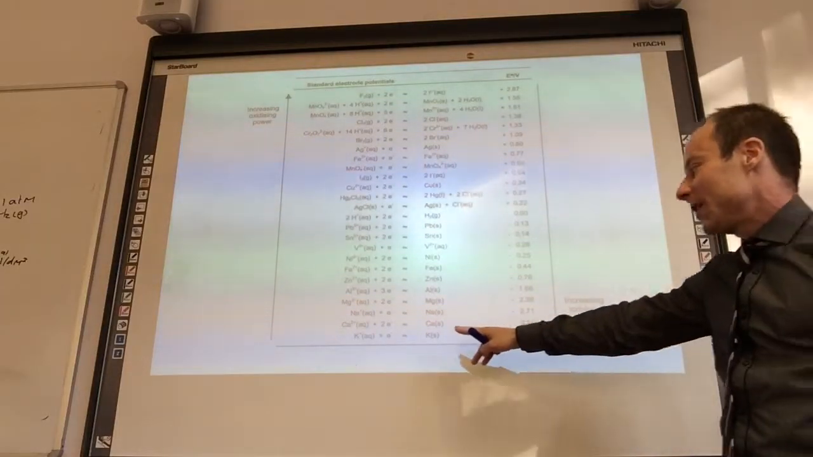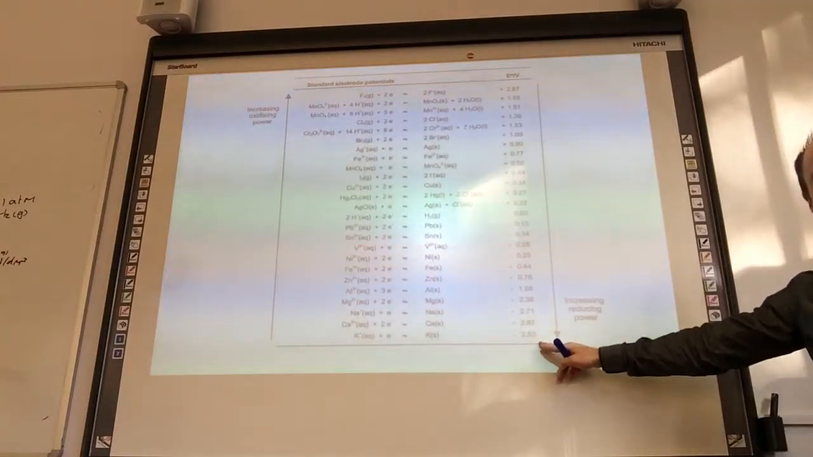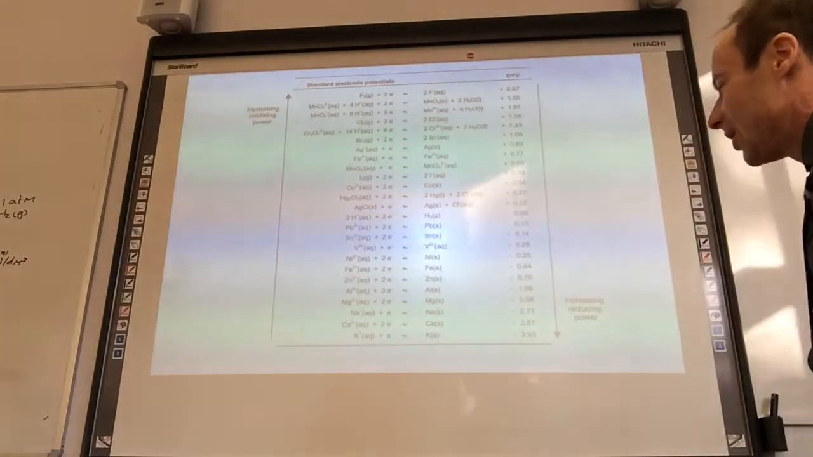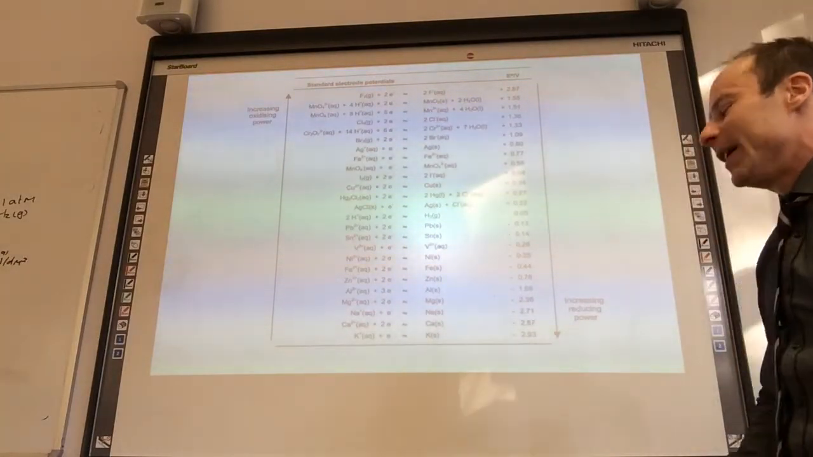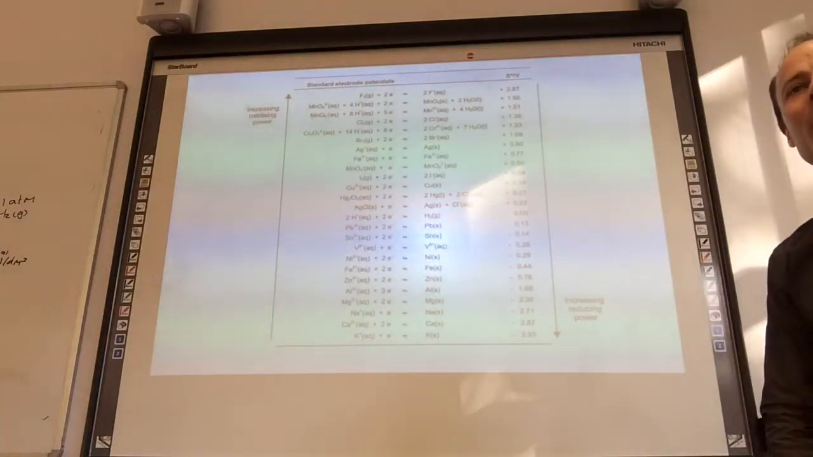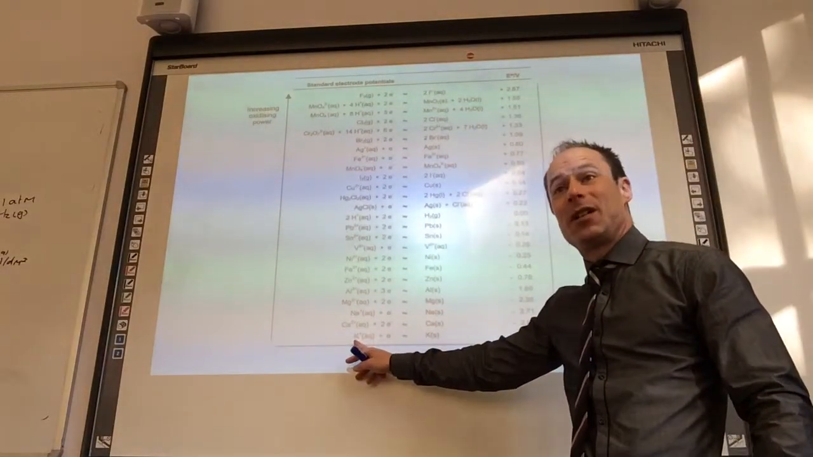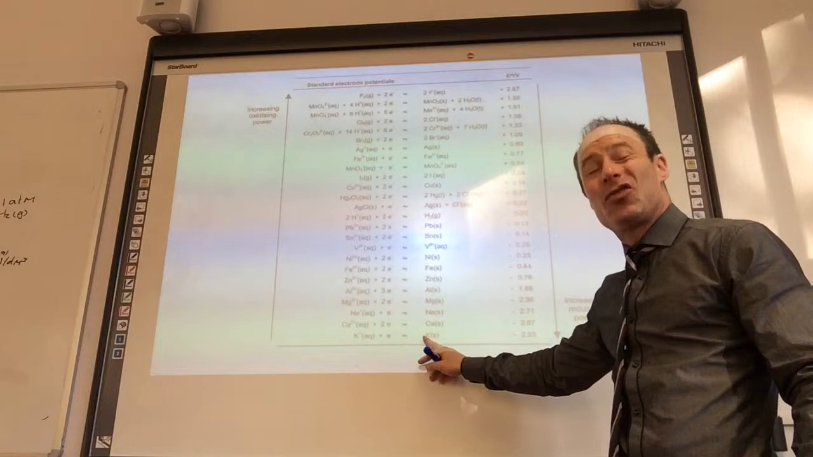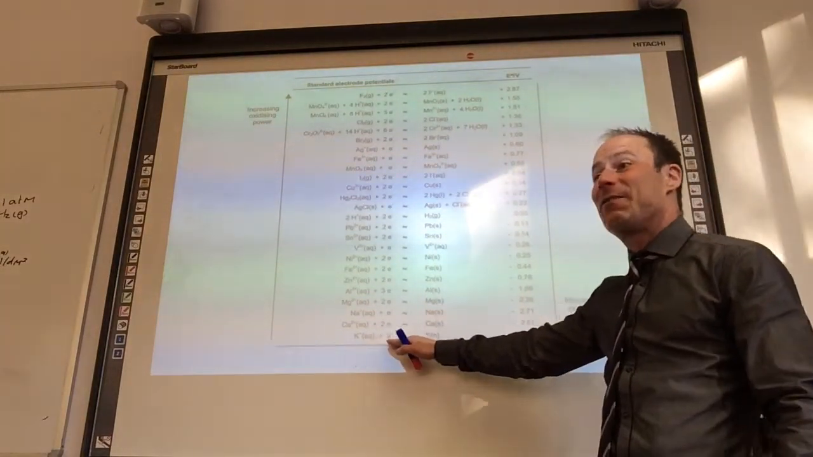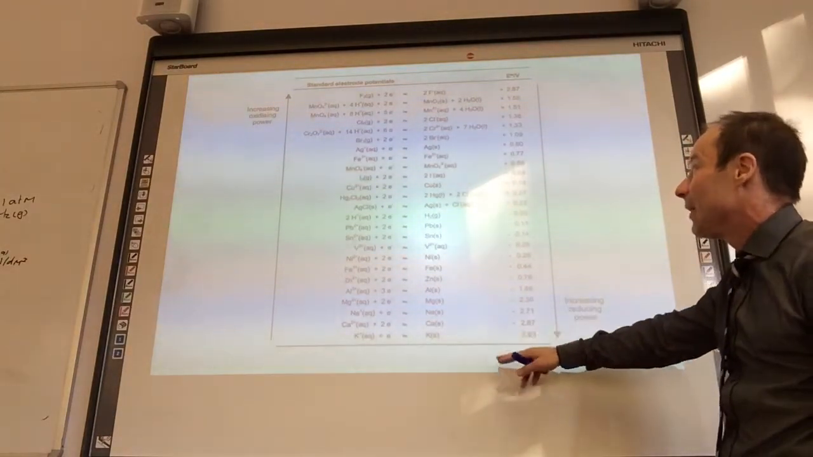Potassium ion plus an electron goes to potassium solid. The potential of that is minus 2.93 volts. Now think about your chemical knowledge. Is it going to be easy for me to take a potassium ion and make potassium metal? No, that's going to be tough. Potassium wants to be a potassium plus ion, doesn't it? Potassium metal is extremely reactive, doesn't stick around. So this one is very negative. It's very hard for me to take potassium plus and make potassium metal.